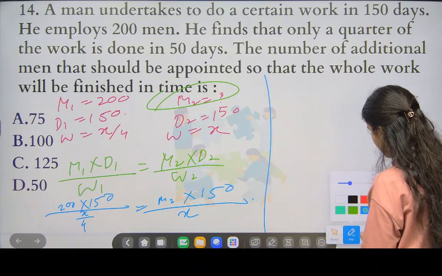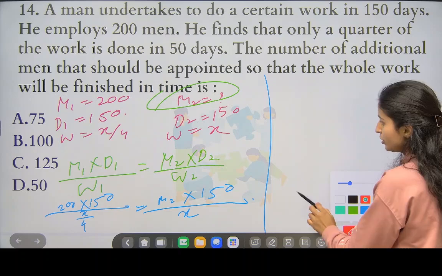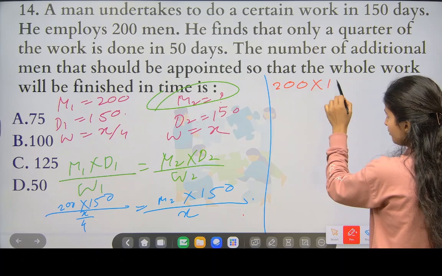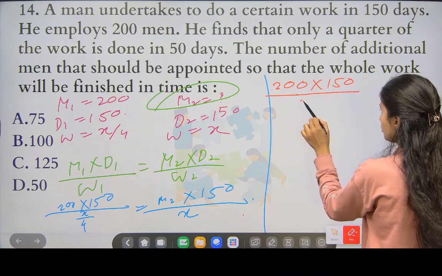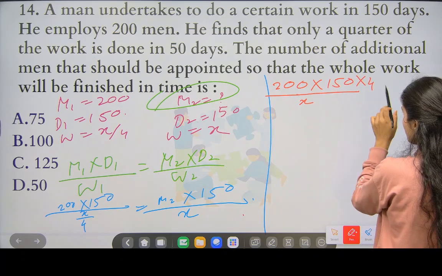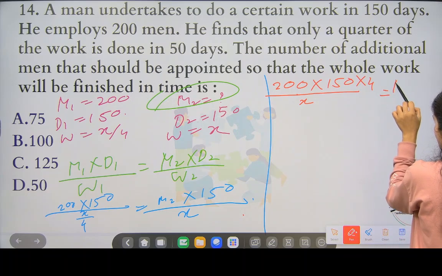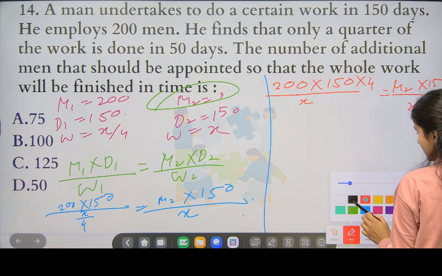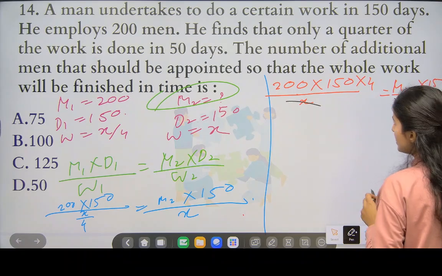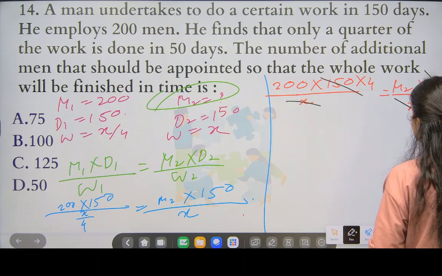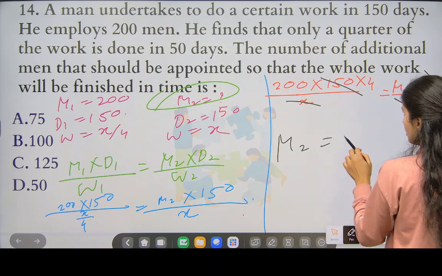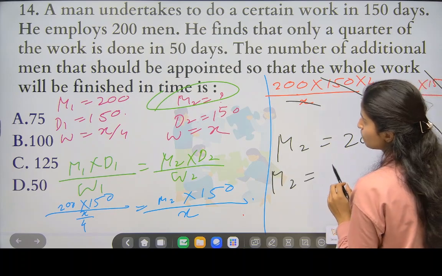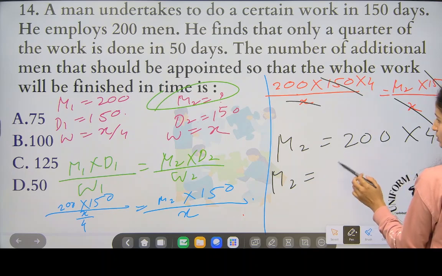Now we will solve this, whatever we have done, only simplify it. Now see here, 200 into 150 into X by 4. Now I told you this 4 will go up. So this 4 is equal to M2 into 150 into X. So this X and X will get cancelled. What is remaining? 150 and 150 will get cancelled. So how many men are required? 200 into 4. 4 twos is how much?